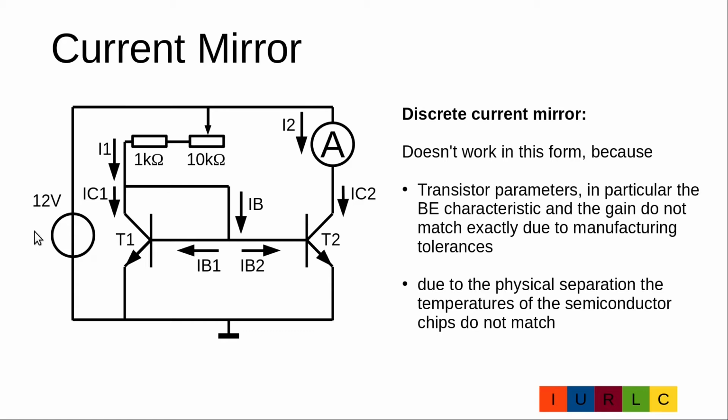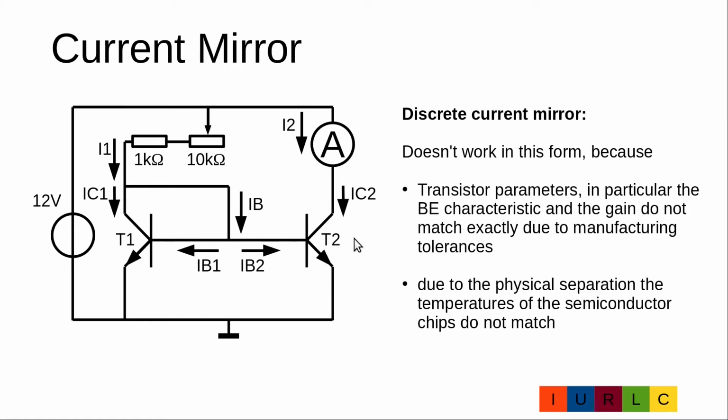Let us have a deeper look inside this circuit. We have here the 12 volt supply on the top, and the current I1 is flowing through the 10 kilo ohm potentiometer, through the 1 kilo ohm resistor, and through the transistor T1. The voltage at the collector is about 0.7 volt because the collector is connected to the base, and the base emitter diode has a voltage drop of 0.7 volt.